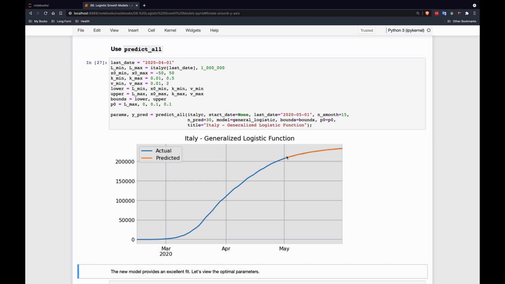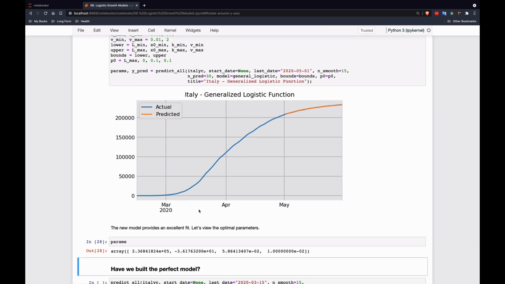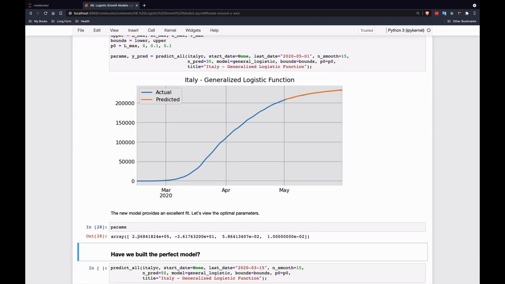But once you're this deep into the case wave, it becomes much easier to determine where it's going to go. Regardless of that fact, it still made a very good prediction. Now, here we can look at the final parameters. So it came up with about 237,000 cases as the final number.